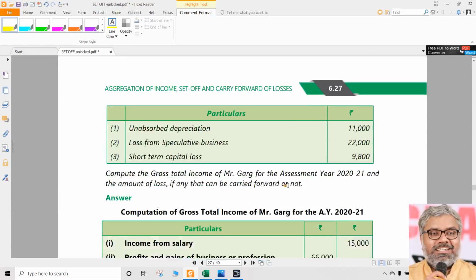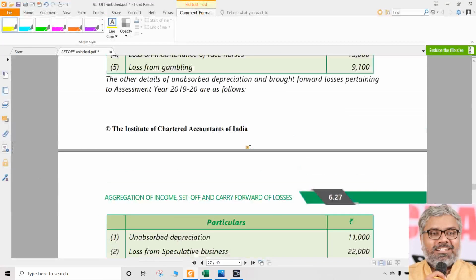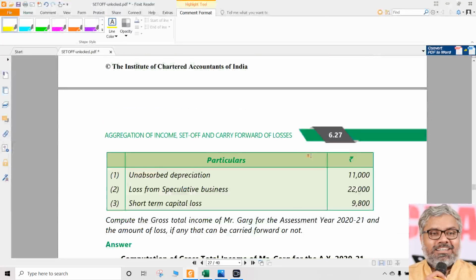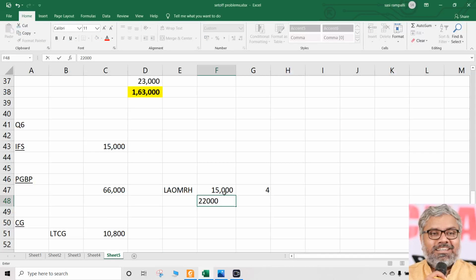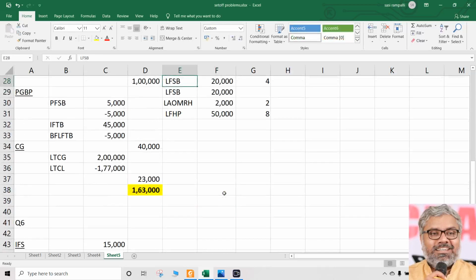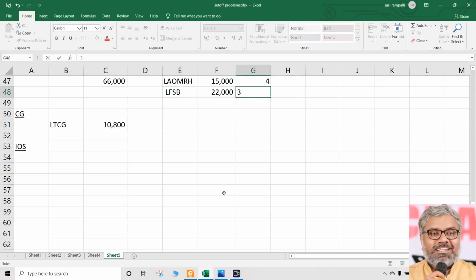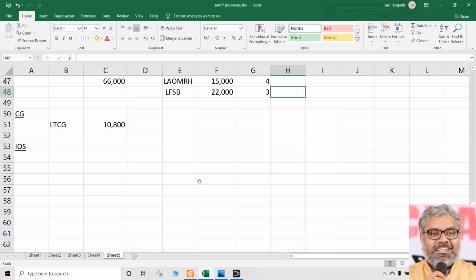The other details of unabsorbed depreciation and brought forward losses pertaining to the last year, that is assessment year 2019-20, are also given below. There is an unabsorbed depreciation of 11,000 and a loss from speculative business of 22,000. Is there any income from speculative business in this year? No. When there is no income from speculative business, the brought forward loss from speculative business can in no way be set off. So it has to be carried forward. Of course, since it is related to last year, this year is finished, it can be carried forward only for 3 more years.